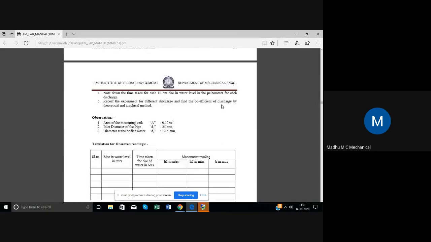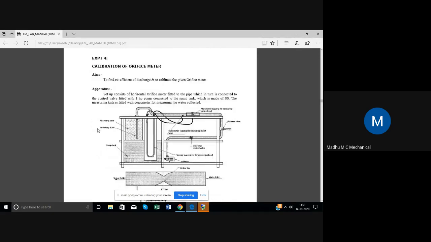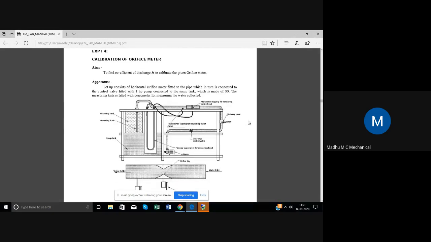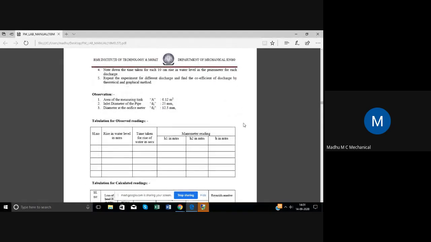Now the pipe is there. Let me look at this again. This is the tank. This is the scale to measure the water level. This is the pipe. Inside the pipe, the orifice is there. Water is flowing through the pipe, and there is a motor to supply the water. Now let us come to the experiment. What is our aim? Our aim is to find the coefficient of discharge CD of the orifice meter.